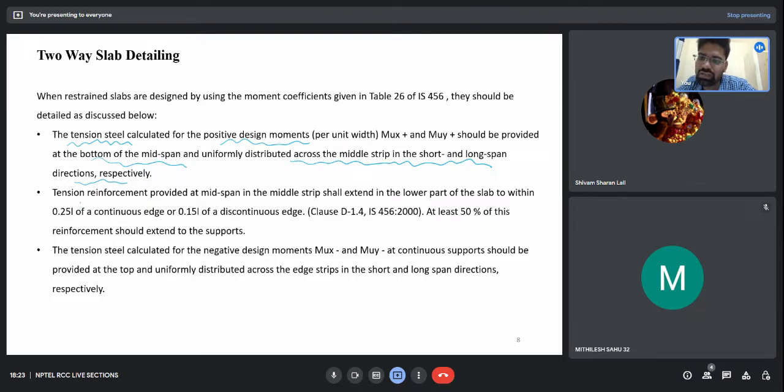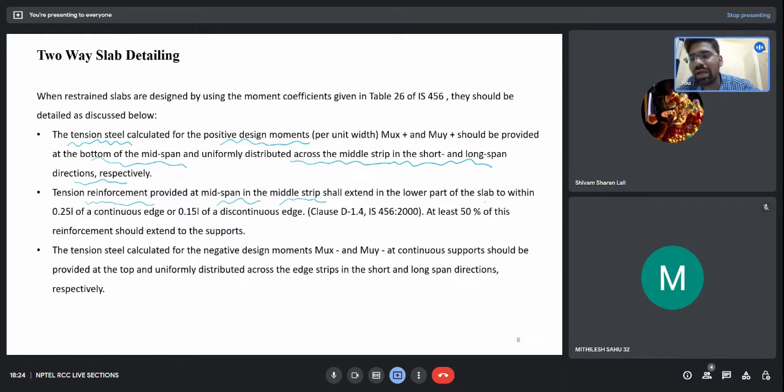Now let's move on to the second point. Tension reinforcement provided at the midspan. Again, we are talking about the reinforcement at the midspan, that is, the reinforcement provided at the bottom in the middle strip. I already told you we are dividing the slab into middle strip and the edge strip. In the edge strip, we provide the negative reinforcement, while in the middle strip, we provide the positive reinforcement. Here we provide positive reinforcement. Here we provide negative reinforcement. So we are still talking about the positive reinforcement only, because we are talking about the middle strip.